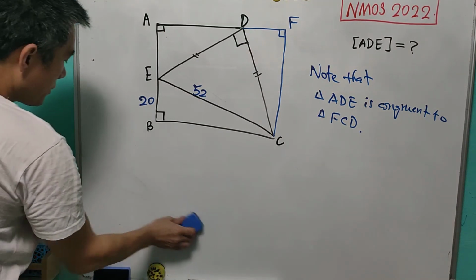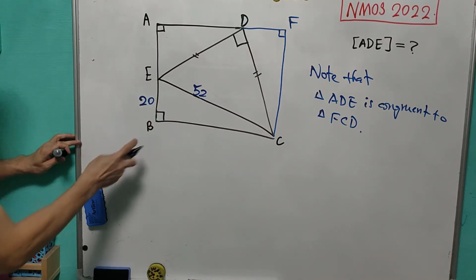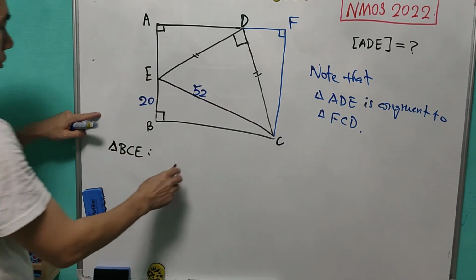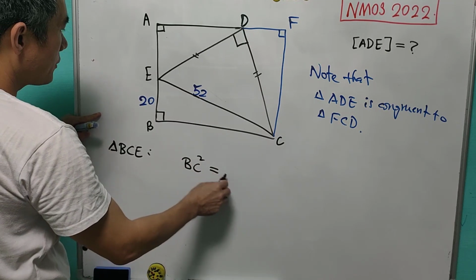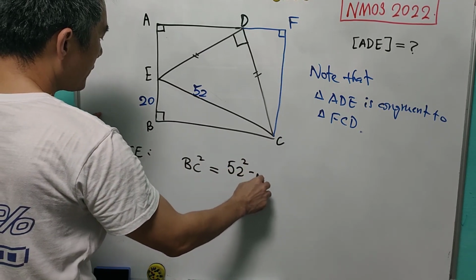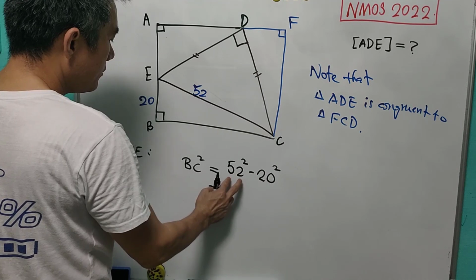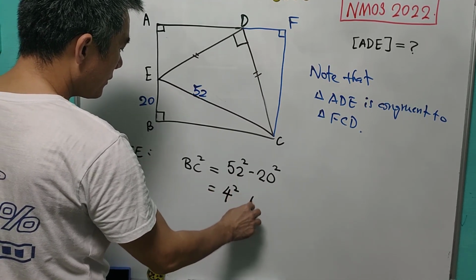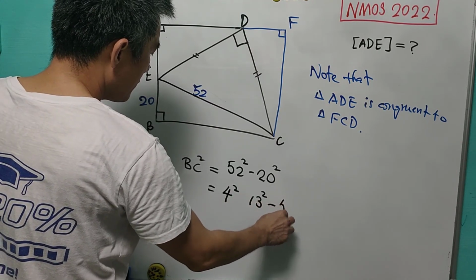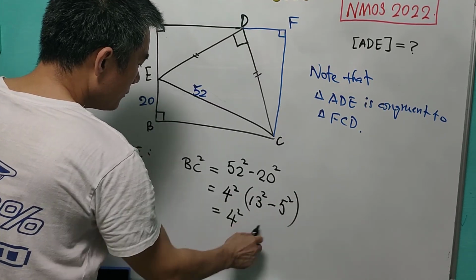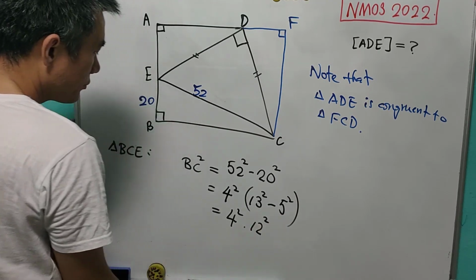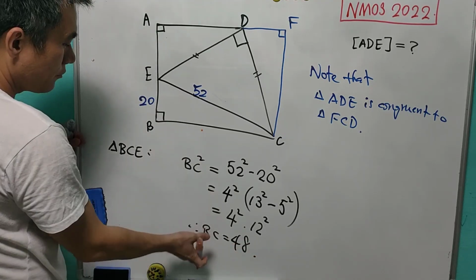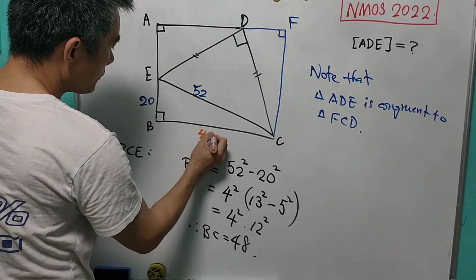If we are allowed to use the Pythagoras theorem, then we will look at the triangle BCE. Using Pythagoras theorem, BC squared will equal 52 squared minus 20 squared. Since both numbers are multiples of 4, this is 4 squared times 13 squared minus 5 squared. After a calculation, we know that this will be 12 squared, and therefore BC equals 48. So from Pythagoras theorem, we know that BC equals 48.